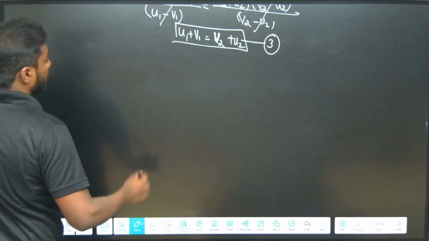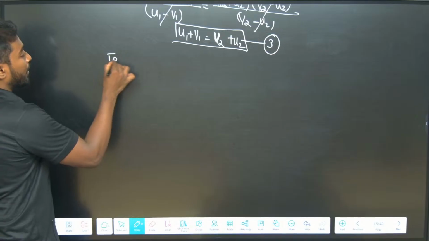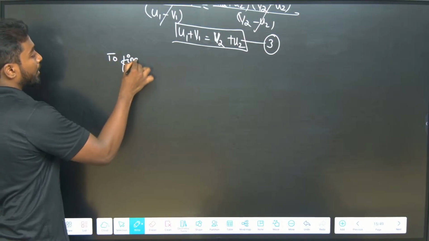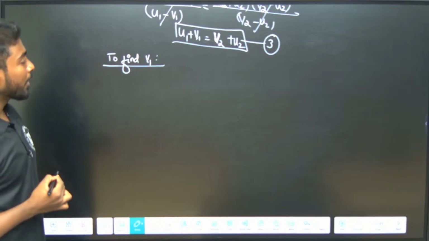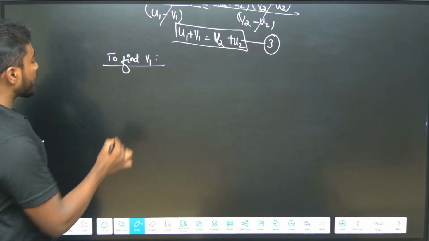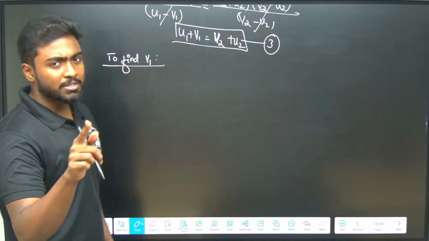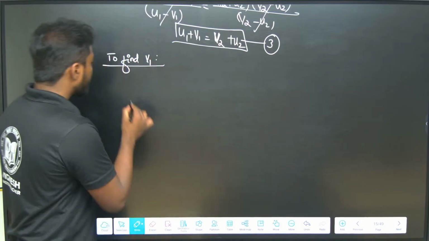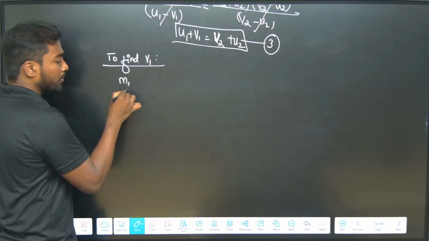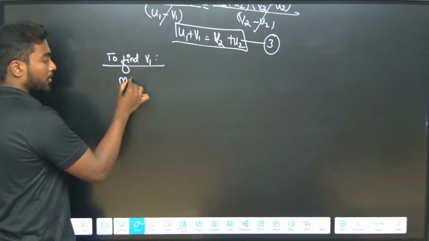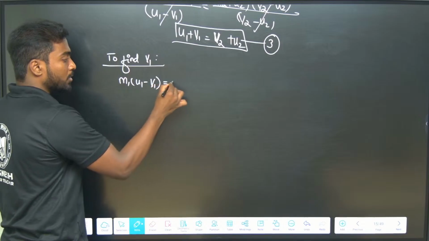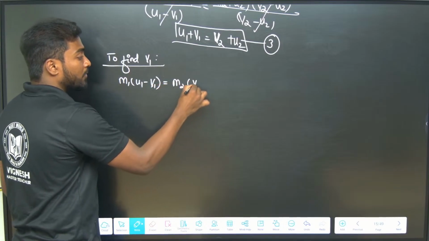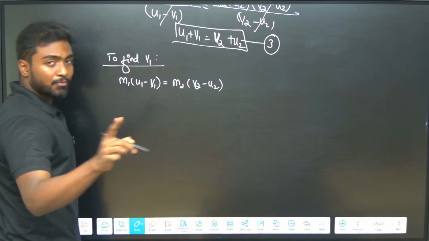Velocity, to find v1, okay. To find v1 I need to use the first equation. Let me consider the first equation here. What is the first equation? m1 of u1 minus v1 is equal to m2 of v2 minus u2. Okay, this is the first equation.